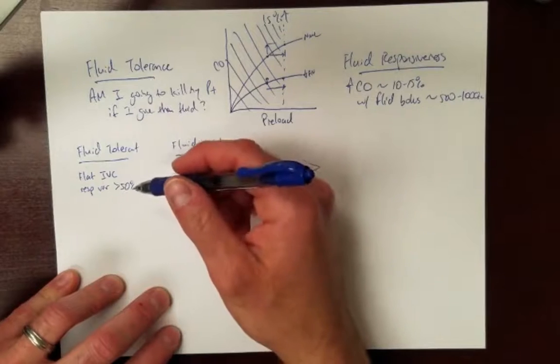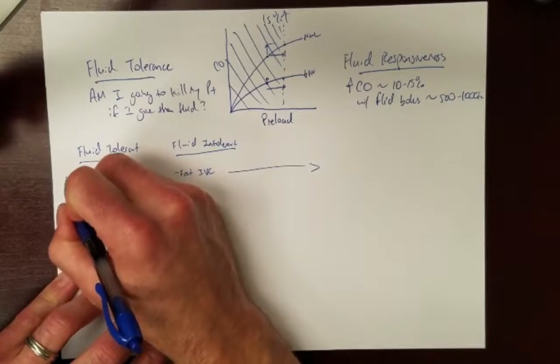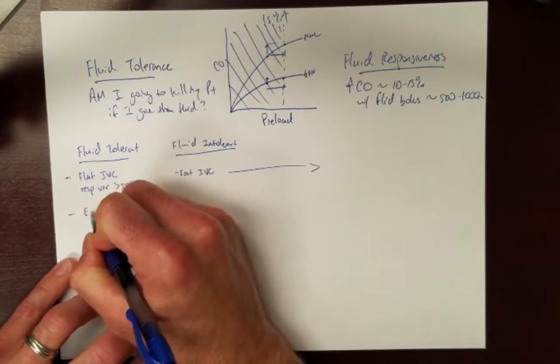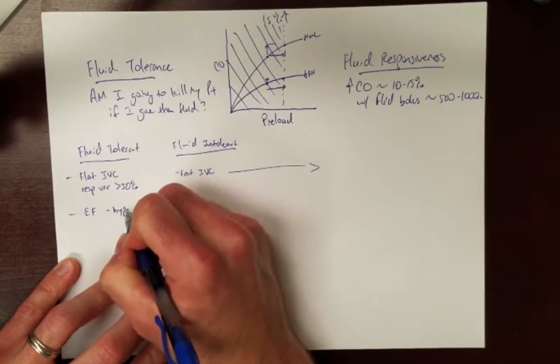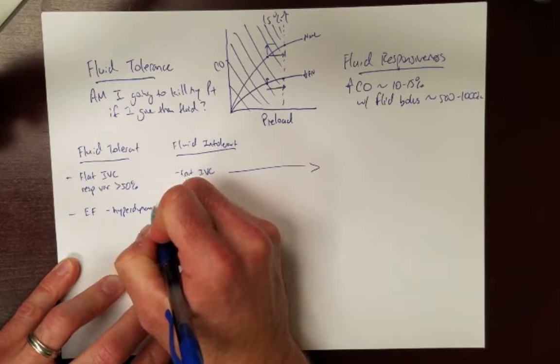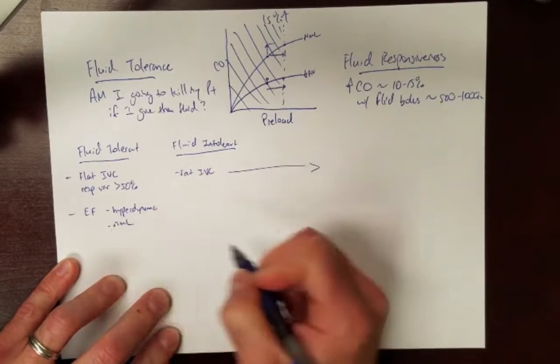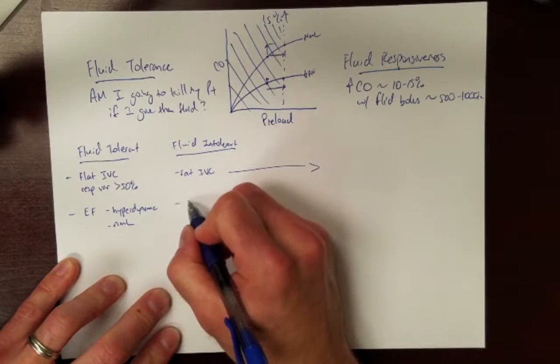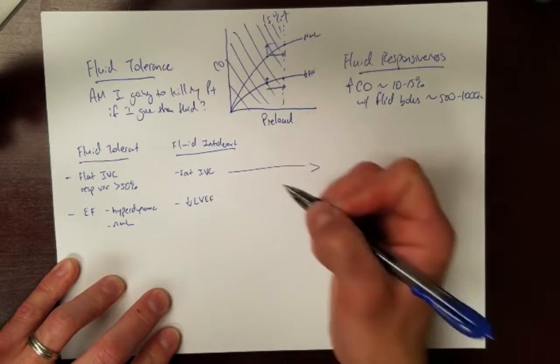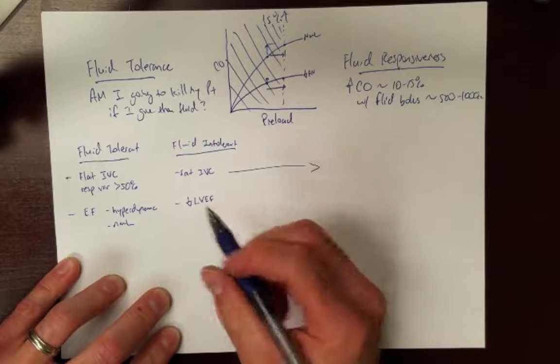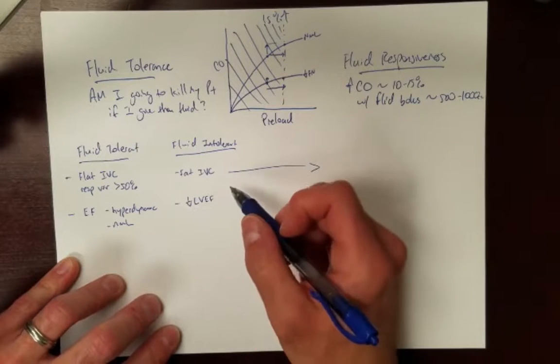Other things I look for in fluid tolerance. Well, I'm going to look at the EF, right? So in a patient who is fluid tolerant, they're probably going to be hyperdynamic. Or maybe just normal, right? But I won't see that they've got a reduced EF. For fluid intolerance, a reduced EF is definitely going to make me think this patient might be fluid intolerant. There's somebody who's not going to respond to fluid as well.